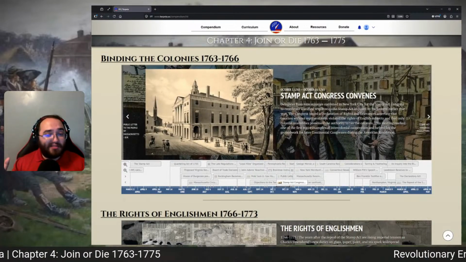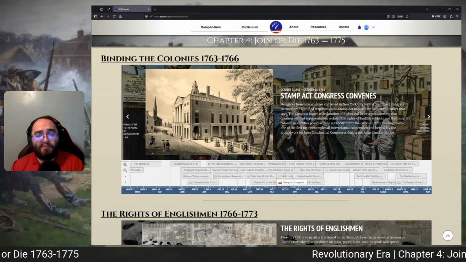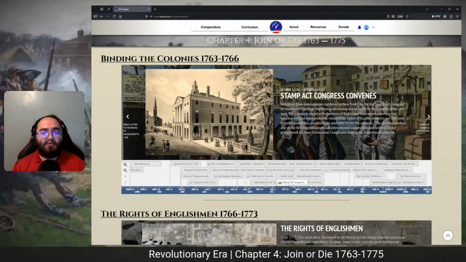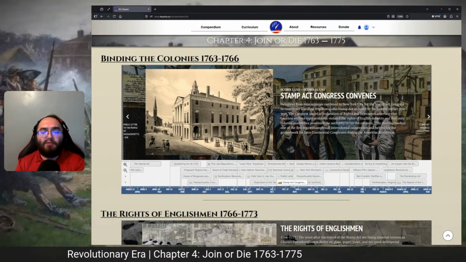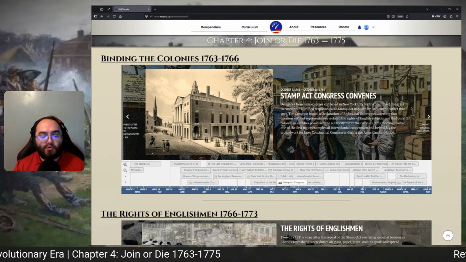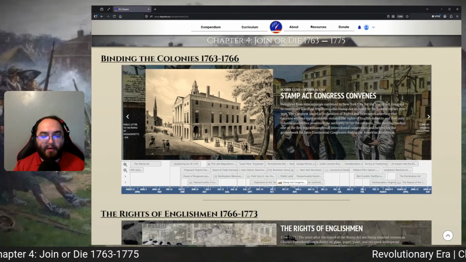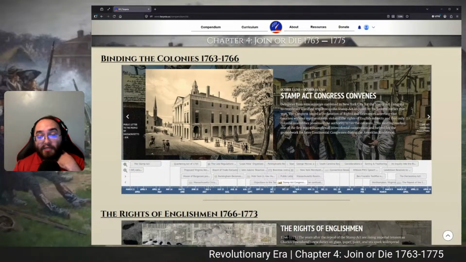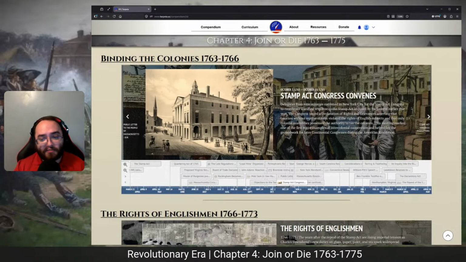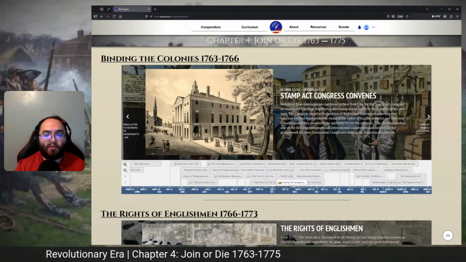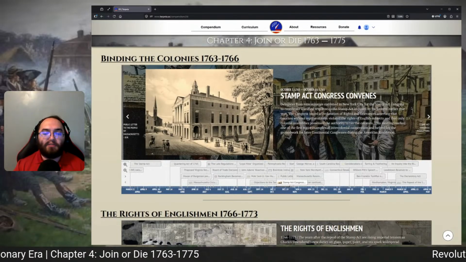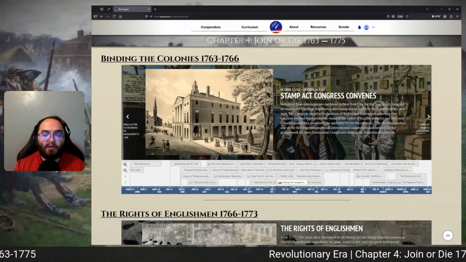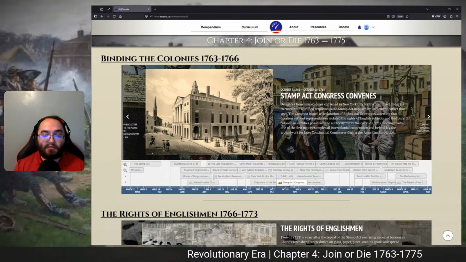And now you have the Stamp Act Congress, which convenes in October of 1765, where delegates from 9 colonies convene in New York City for the Stamp Act Congress to coordinate a unified response to the Stamp Act imposed by Parliament earlier that year. The Congress issued a Declaration of Rights and Grievances asserting that taxation without representation violated the rights of English subjects, and that only colonial assemblies possessed the authority to tax the colonies.